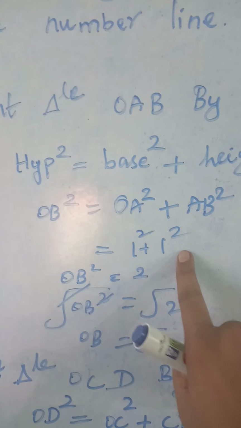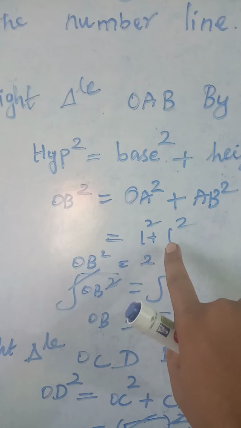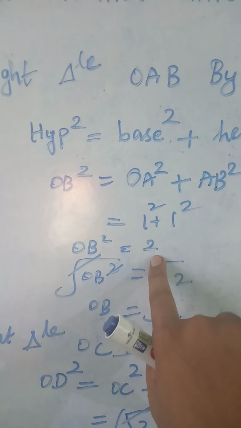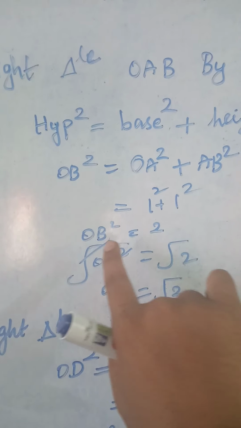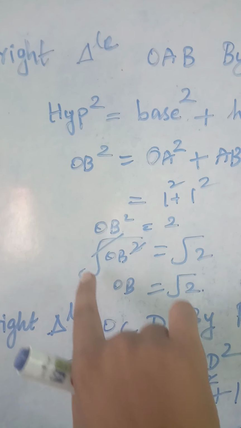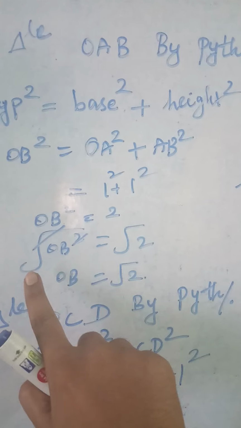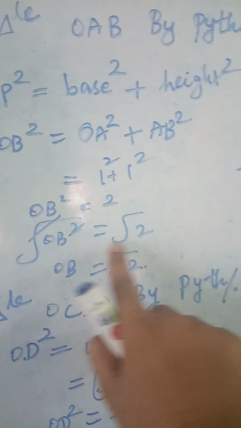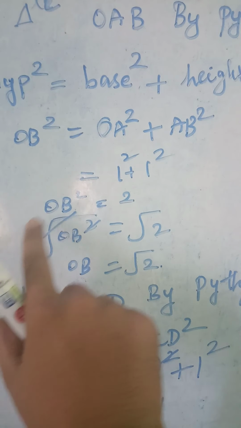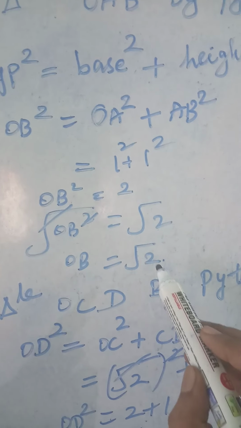So what is 1 square plus 1 square? 1 square is 1 only. Again 1 square is 1 only. 1 plus 1 is 2. But we need to find OB only, not OB square. So to remove this square we need to take square root on both sides. If we take square root on both sides, the square and the square root will get cancelled. Simply we will get OB. So OB is equal to root 2.